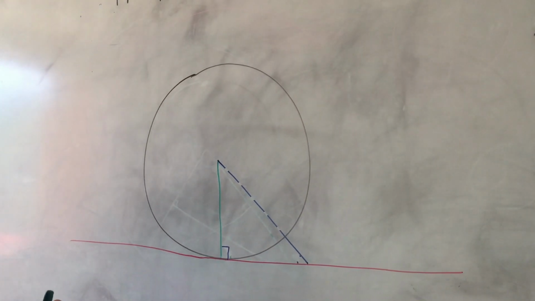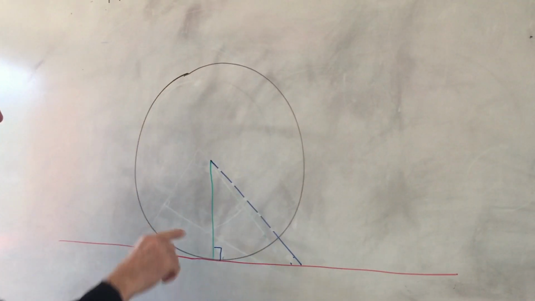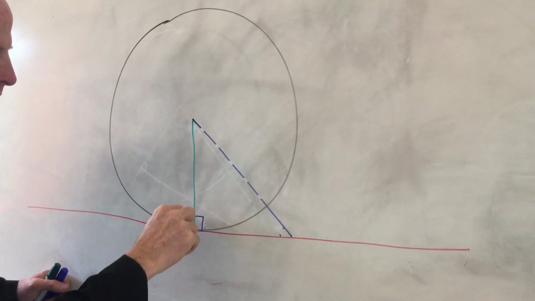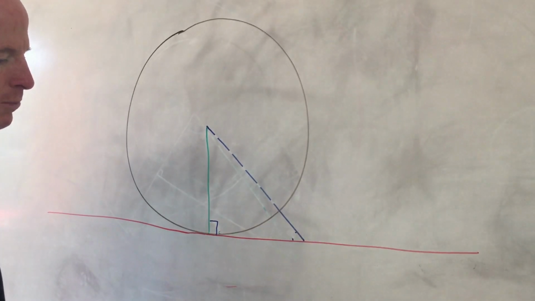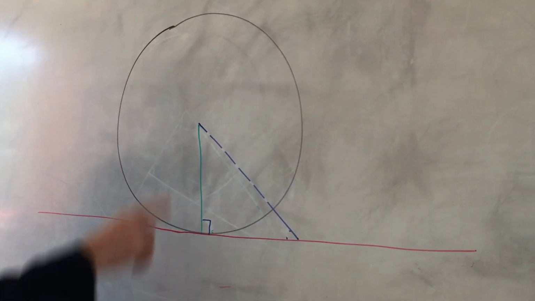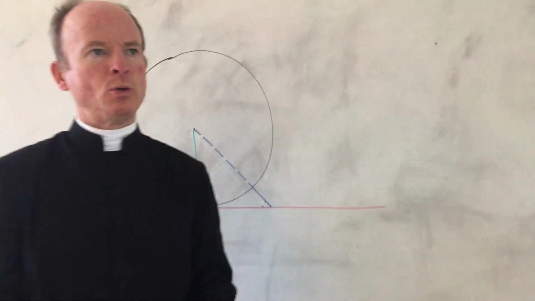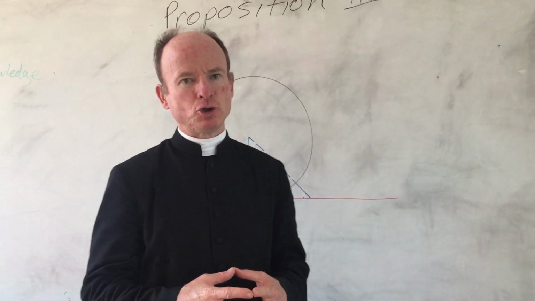Okay? So we have shown then that if there be a circle and a tangent to that circle, and a line be dropped from the center of the circle to the point of contact of the tangent, that line so dropped will be at right angles. Quod erat demonstrandum.